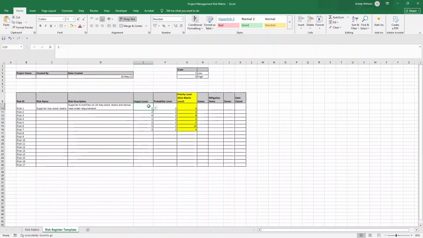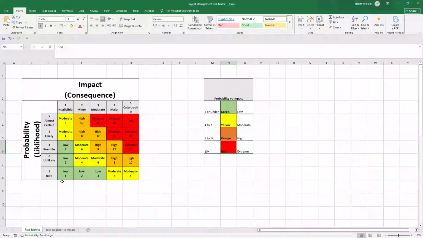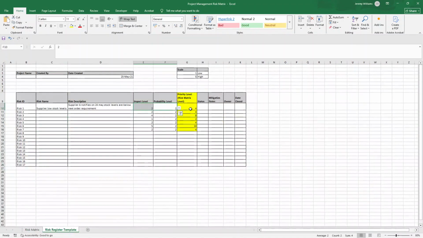Then you need to work out how likely is it to happen, the probability. So again, 1 through to 5, give it a score. At which point you can then do the calculation. So in this case, we have 2 by 2, or you could refer to the risk matrix, 2 by 2, we have a moderate score of 4. And here I've set up a formula that runs that analysis, but I'm just showing you how we're using the risk matrix in this risk register.